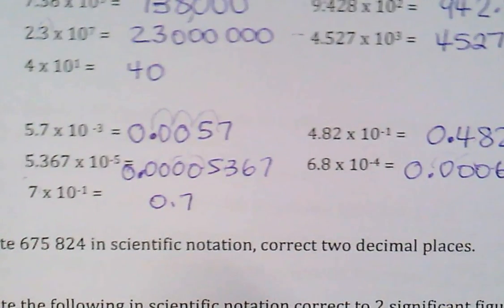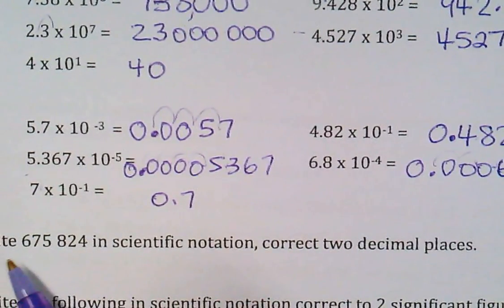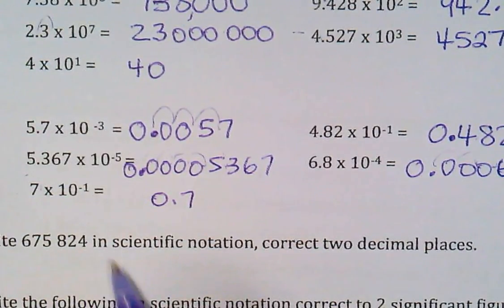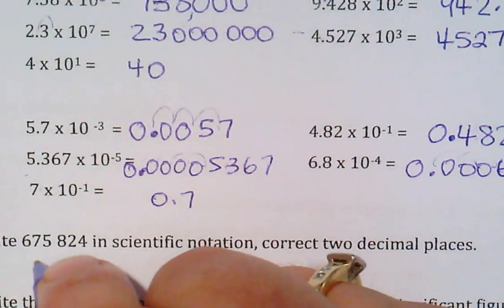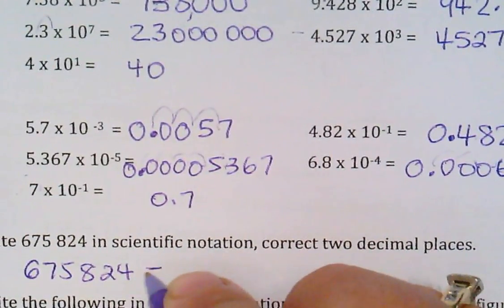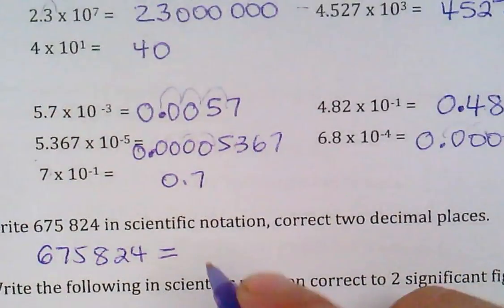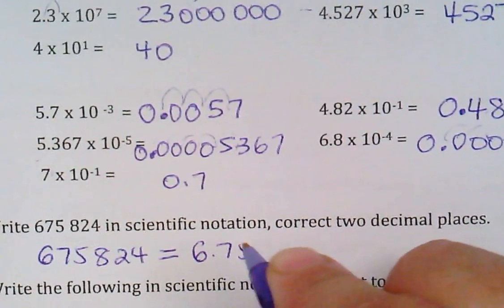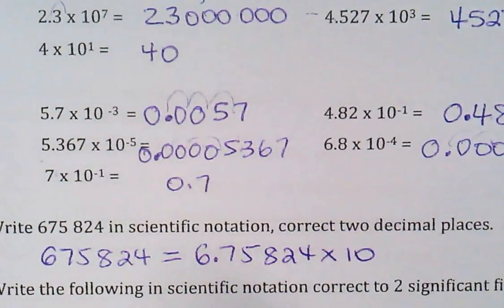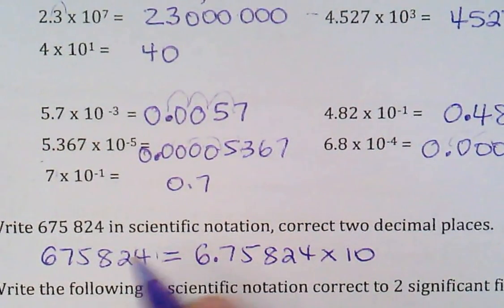Now, this is the last thing that I need to do with you. Write 675,824 in scientific notation. Let's just do it in scientific notation first. I'm not going to worry about the decimal places yet. What's that in scientific notation? 6.75824 times 10 to the what? Girls, I'm not worried about decimal places yet. 5. Good.